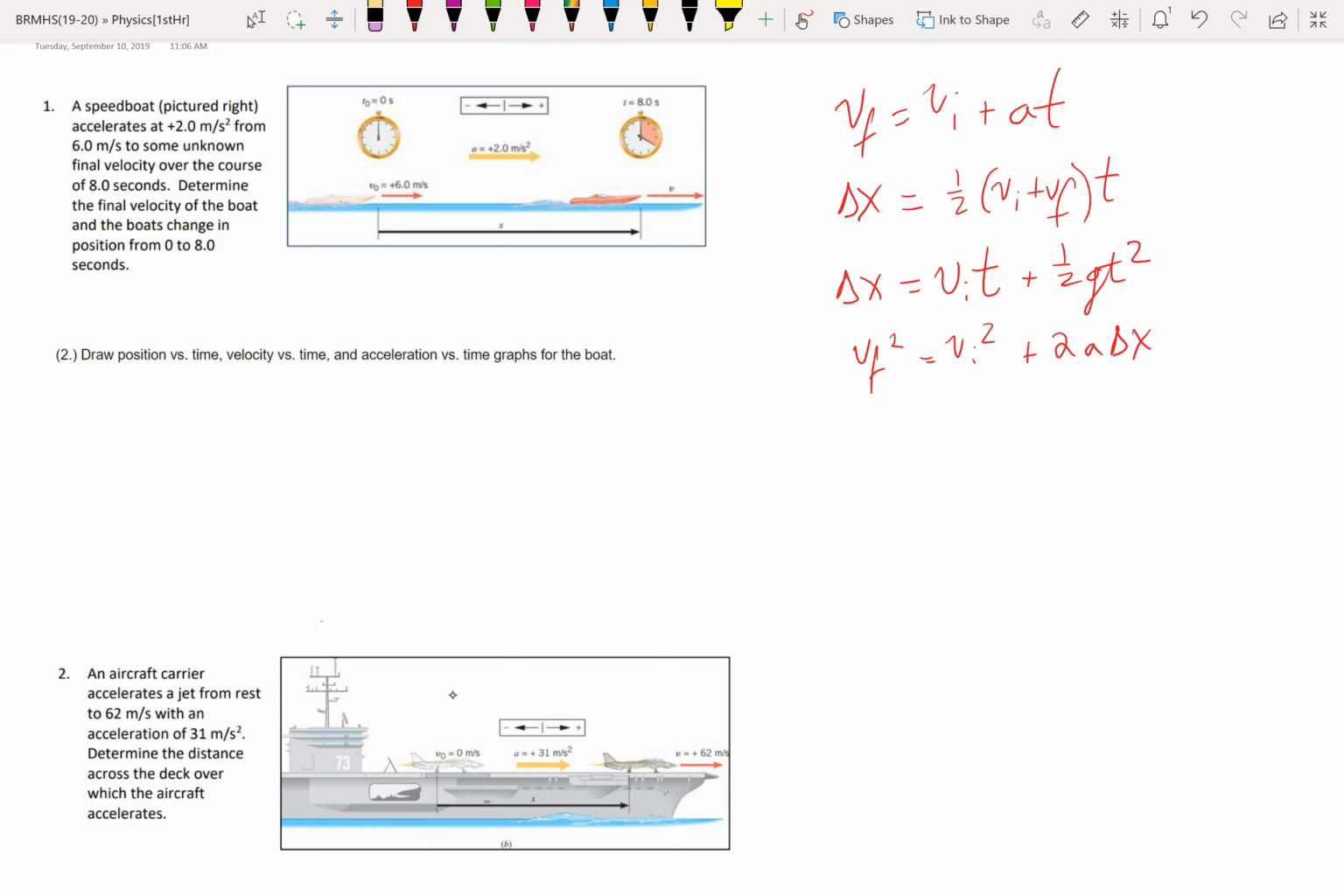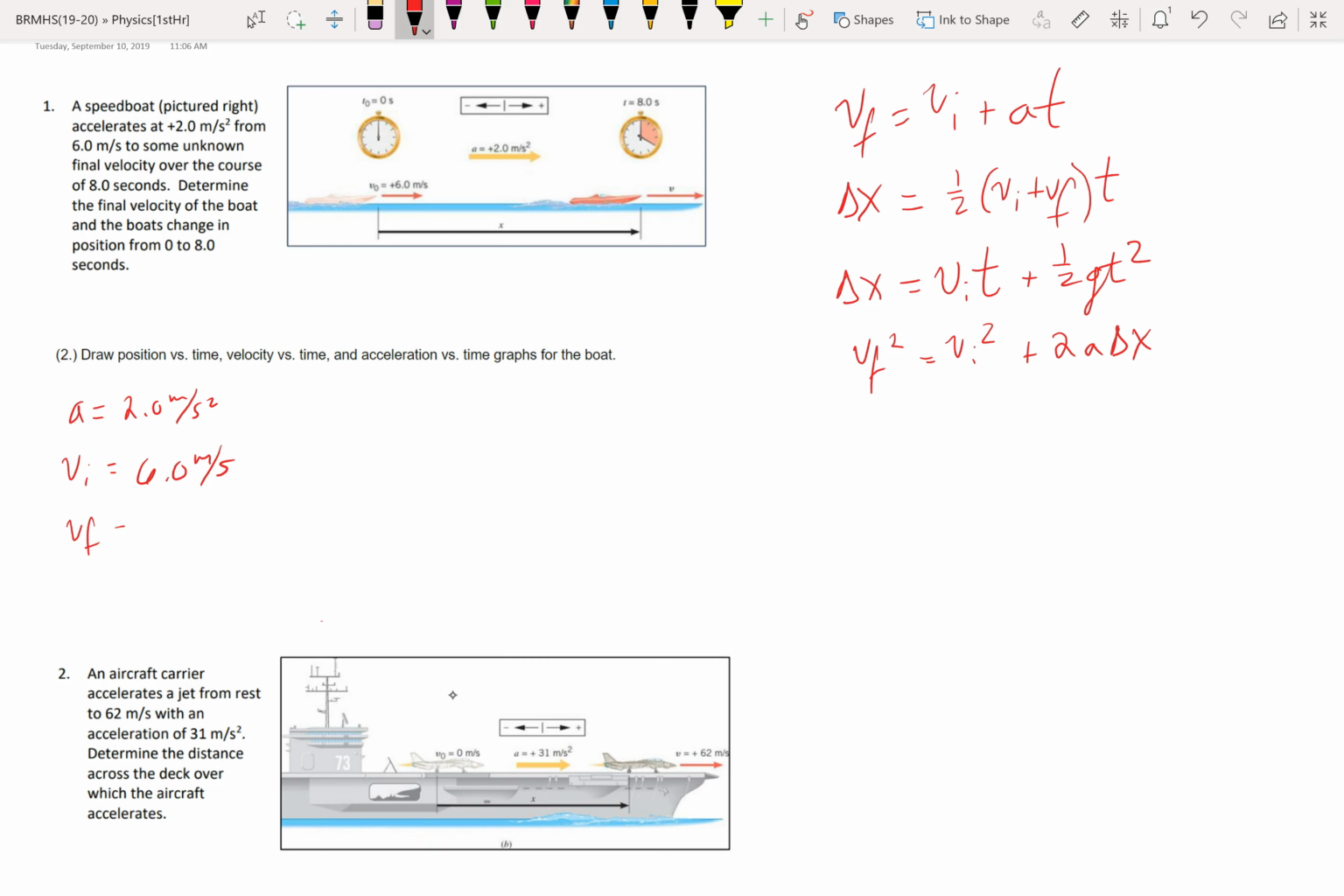So a speedboat pictured right accelerates at 2 meters per second squared. Okay, I know that. a is positive 2.0 meters per second squared. Write it out. From 6 meters per second to some unknown final velocity. So that's pretty clear that my 6 meters per second is the initial velocity. And make sure you check the units. The units tell you what the quantities are. You need to know what the symbols represent and what units each quantity is expressed in. Those things you need to memorize, otherwise you have no idea what these symbols represent.